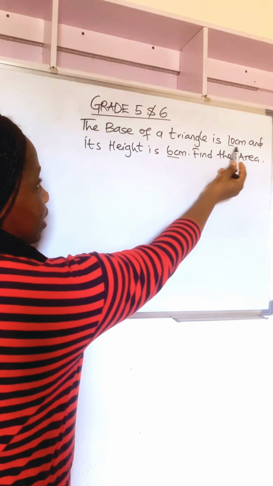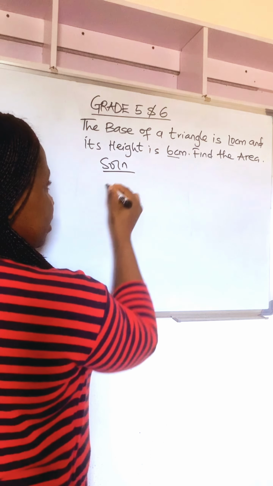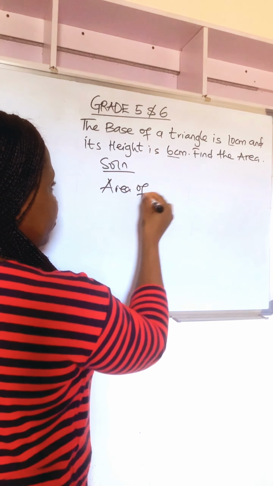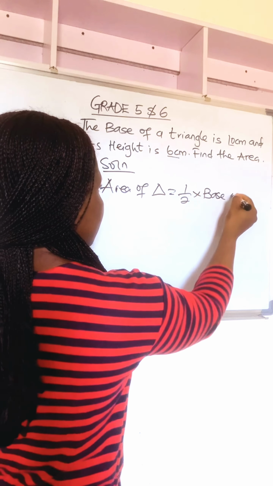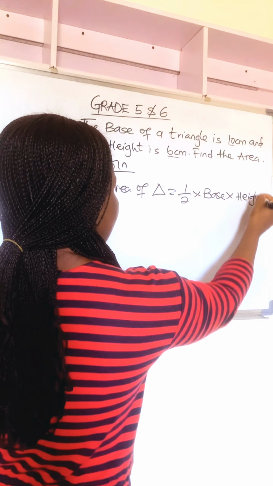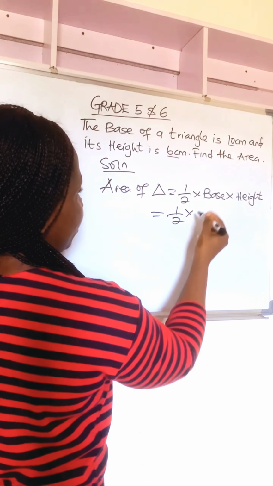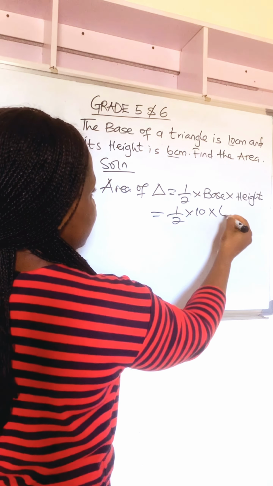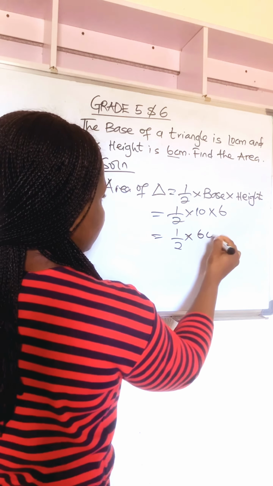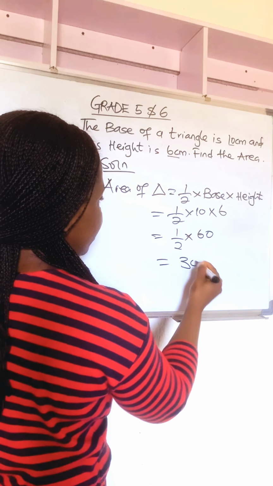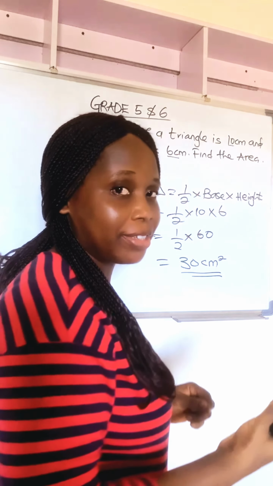The base of a triangle is 10 cm and the height is 6 cm. Find the area. So, solution. The formula to find the area of a triangle is simply half times base times height. Please take note of this formula. So the base, like we're given, is 10. The height is 6. So we have 10 times 6 is 60. So half of 60 will give us 30. And because it's area, our answer will be in centimeter squared. Very simple.